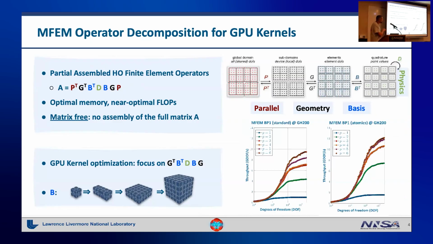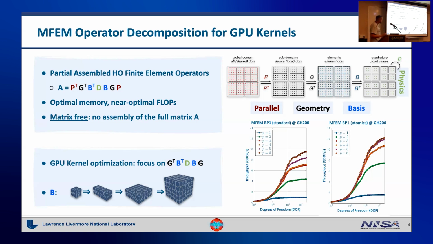So usually we see a lot of these figures, how MFEM is using these partially assembled high order finite element operators. We say, okay, instead of using this assembled matrix A, we're just going to use these P, G, B, D, and the transpose, and we go through. Today, I'm going to try to show you deeper how these operators really are used down to the code.